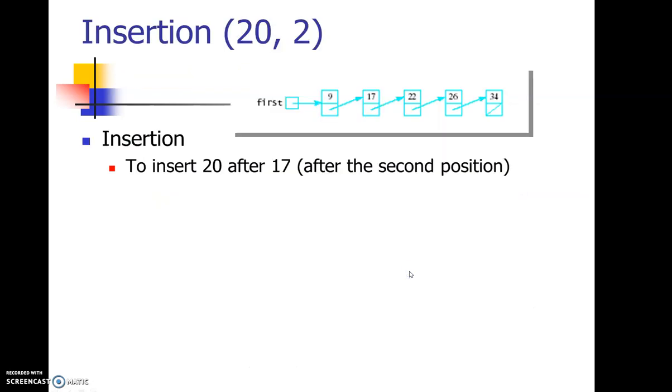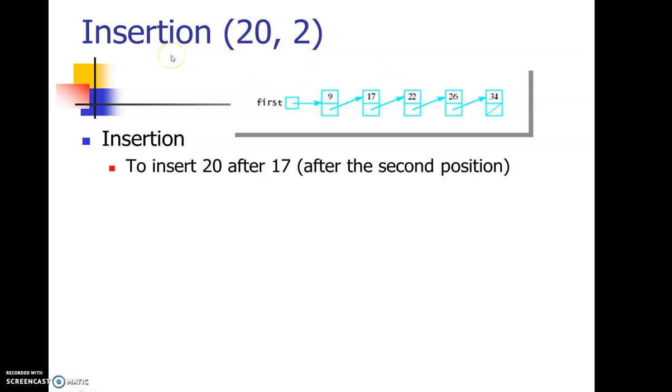So let's take a look at the general scenario. In the example that we provided here, we have 5 items in our linked list. The first pointer indicates the beginning of the linked list. So this linked list has 5 items: 9, 17, 22, 26, and 34. Say that we want to insert a new item with the value of 20 after the second item, which means that it would be the third item.